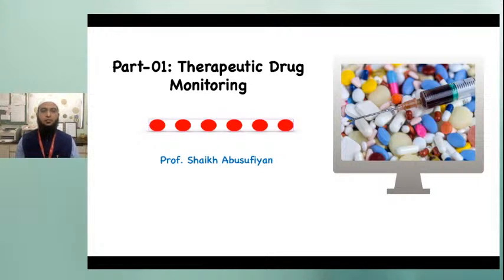Today we'll start with a new chapter, that is therapeutic drug monitoring. It is also called the TDM.